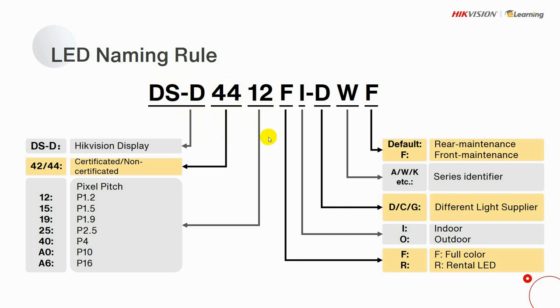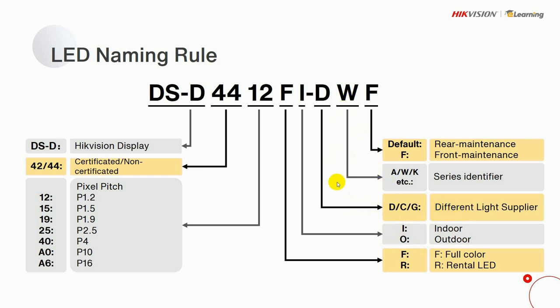And then 12 here means the pixel pitch. For example, here we have a product with pixel pitch of P1.2. And if it's A0 here, it means the pixel pitch is 10, and A6 means 16. And F here means we have a full color product. And I here means this is an indoor LED product. If there is O, it means it is an outdoor LED product. And D, C, or G here means different light suppliers.